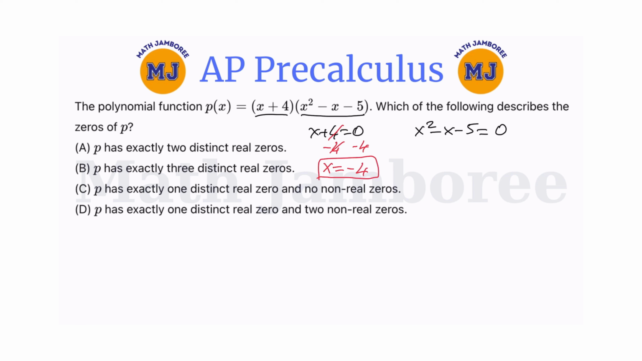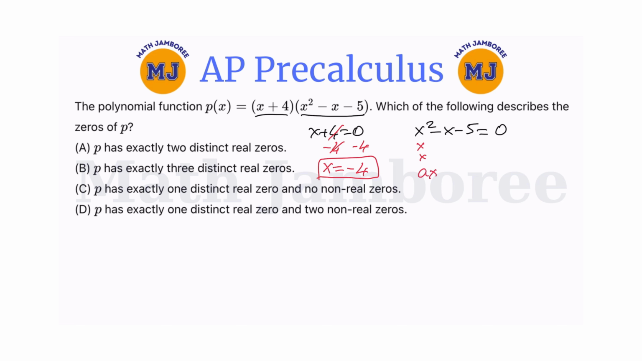On the right side, can I factor this? What numbers, when you multiply, give you negative 5, but when you add them, you're supposed to get negative 1? The factors of 5 are 5 and 1, but when I add them, I don't get negative 1, so I cannot use 5 and 1. In this case, we're going to use the quadratic formula.